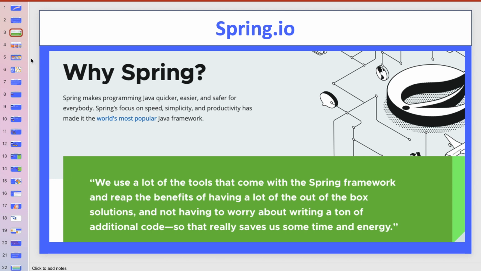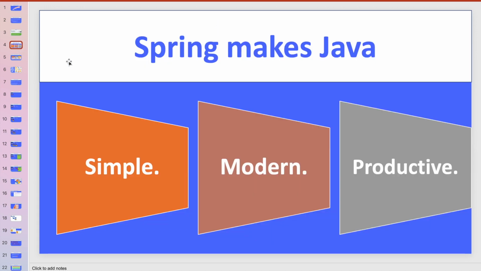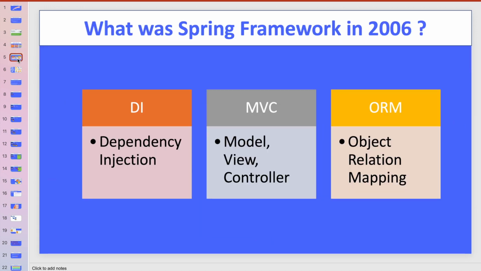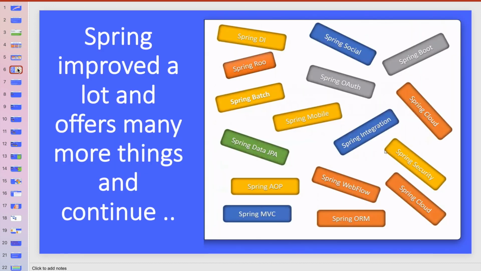But when Spring started, it came with three main solutions: how to implement the dependency injection design pattern in a very easy way, the solution for the MVC design pattern, and how easily you can connect to the database with the help of ORM tools, right? And it is not only those three components; Spring Framework is growing every day and adding many more components as per current requirements, right?